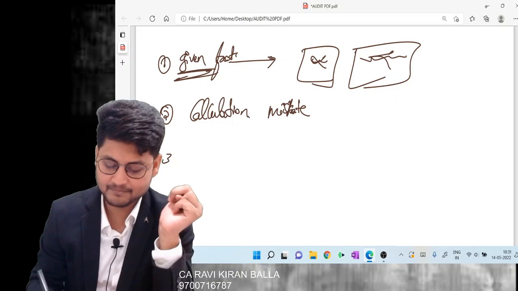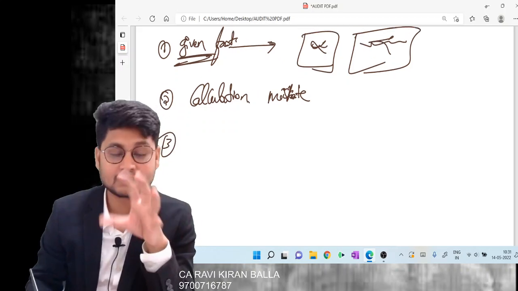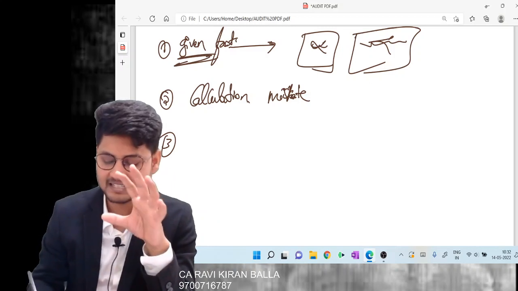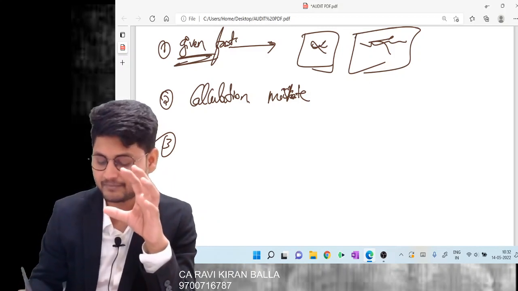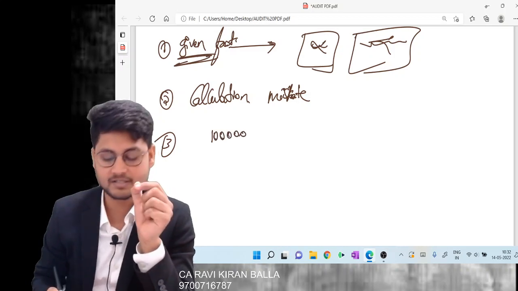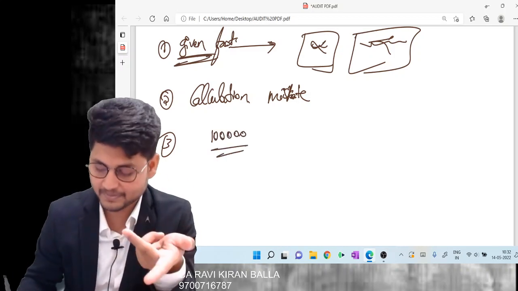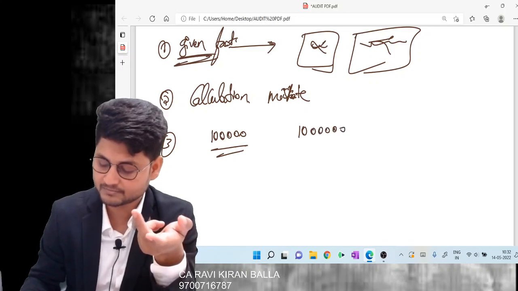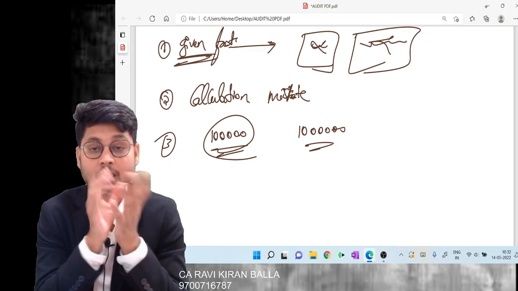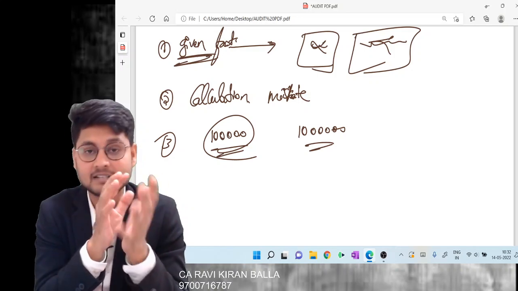Point number 3: when the answer of one page is carried forward to the next page, there may be some mistake. Like if at the end of one page you get an answer of 1 lakh rupees, and when it is carried forward to the next page you keep 6 zeros instead of 5 zeros, then the answer may completely go wrong. You need to take care how you are carrying forward this particular answer to the next page.